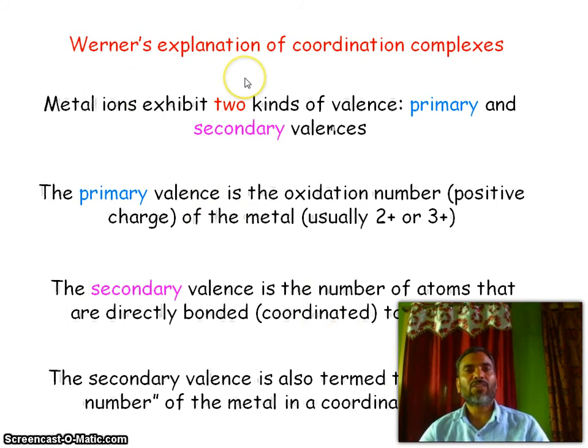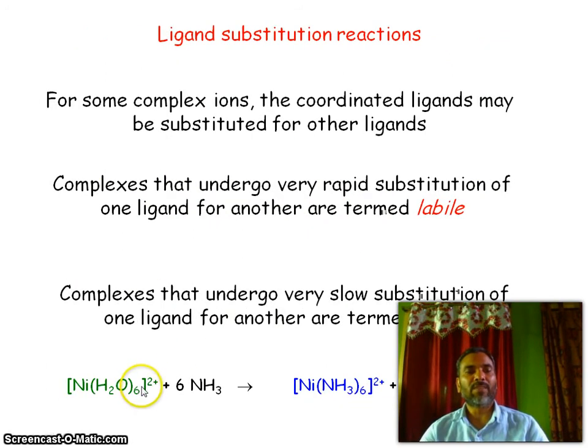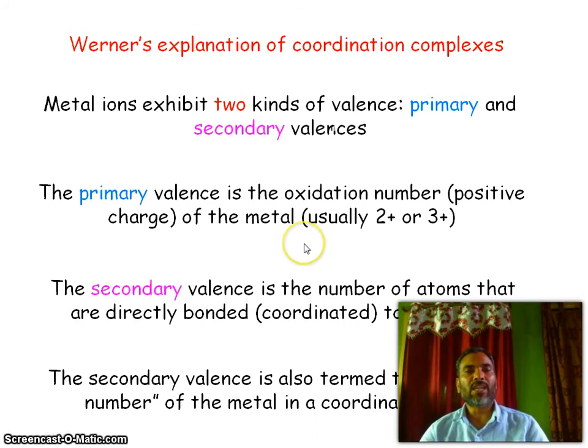Werner's explanation of coordination complexes. A metal ion exhibits two kinds of valence: one is primary and the second is secondary. So primary, secondary. That is important. Just remember it. The primary valence is the oxidation number, the positive charge of the metal, usually 2 plus or 3 plus. That is the primary valency. Primary valency is the charge on the metal.